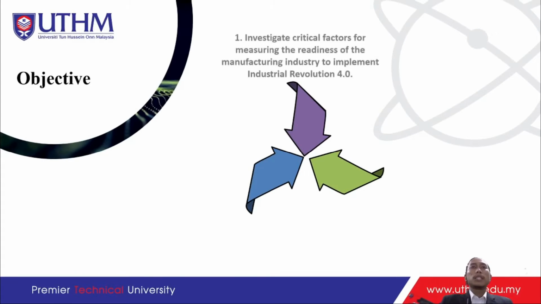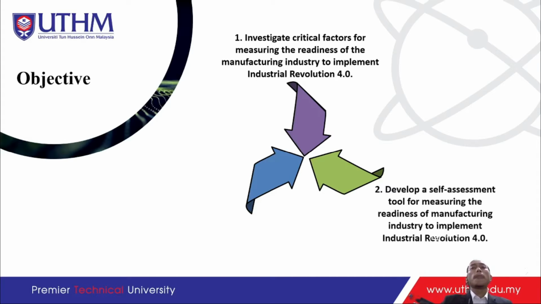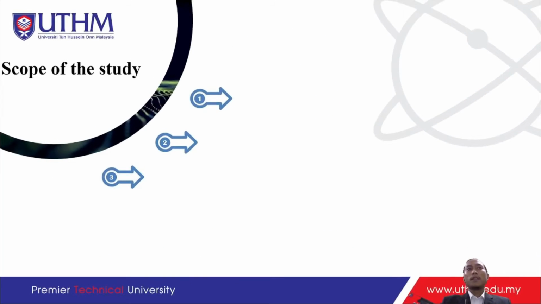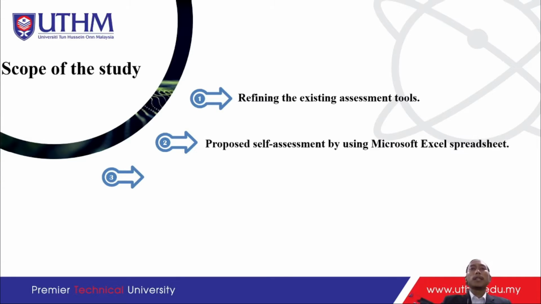Next, we go to the objectives. Firstly, my study is to investigate critical factors for measuring the readiness of the manufacturing industry to implement Industry Revolution 4.0. Next is to develop the self-assessment tool for measuring the readiness of manufacturing industry to implement Industry 4.0. After that, number three is to evaluate and refine the self-assessment tool for measuring the readiness of manufacturing industry to implement Industry Revolution 4.0.